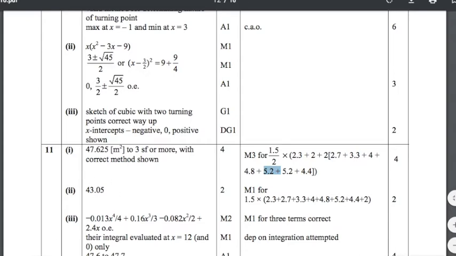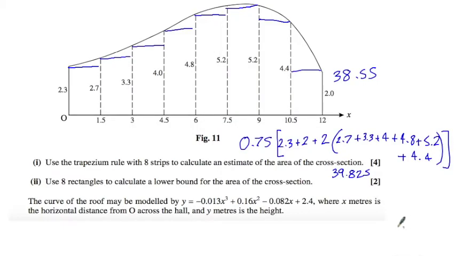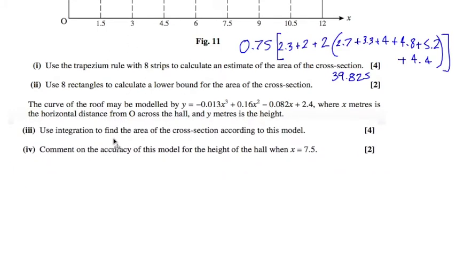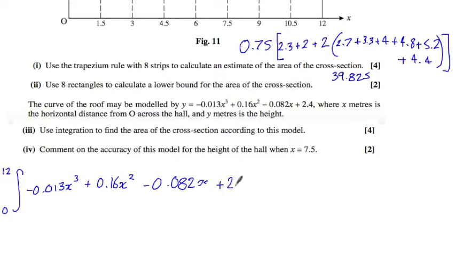And then part 3, we've already done 2 estimates of the area. Now they're going to make us use integration to do it. So the curve may be modelled using this formula, where x meters is the horizontal distance away from the hall and y meters is the height. Use integration to find the area. So we've got to integrate between 0 and 12 minus 0.013x cubed plus 0.16x squared minus 0.082x plus 2.4.